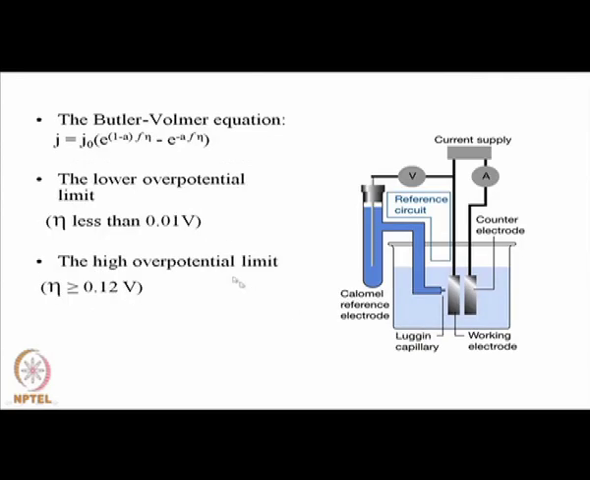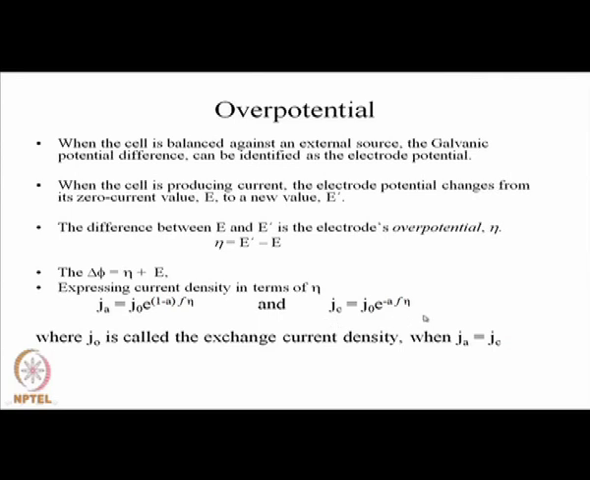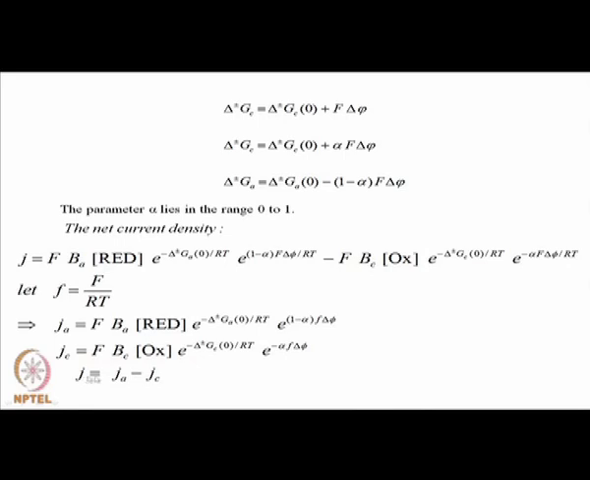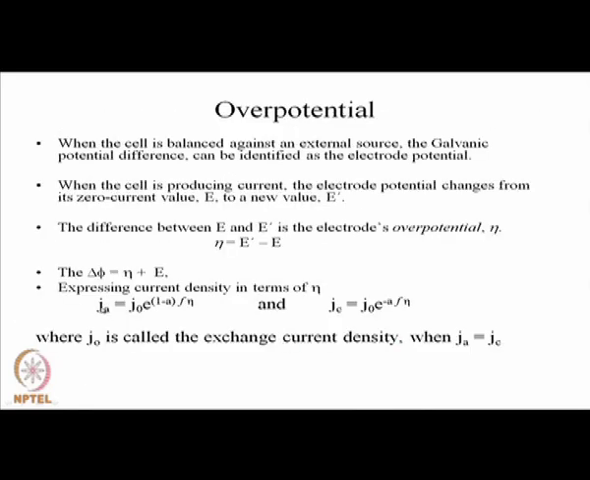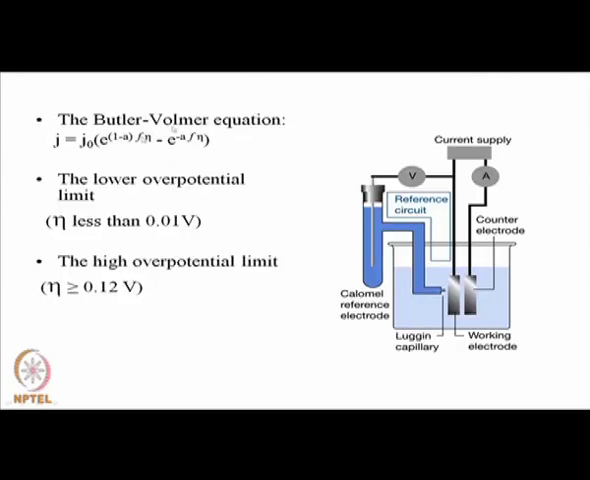Now, upon plugging in this information, the net current density is J equal to Ja minus Jc. So you just subtract this from this, and Ja minus Jc is this one. This is called the Butler-Volmer equation, where J0 is the exchange current density. That is, when J equals 0, which means Ja equals Jc, then you get the exchange current density.